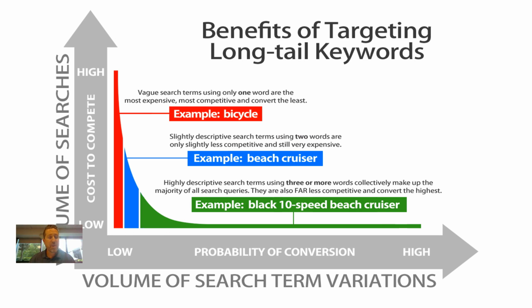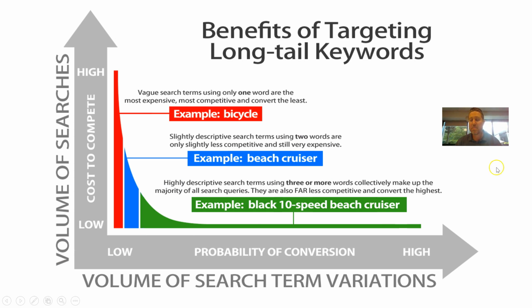So I don't want to bore you with all the details, but I'll go into just a little bit more science behind how this all works. Here's a graph that shows on this arrow the cost to compete, the volume of searches. So if we take an example of the word bicycle, just that word alone, okay, is going to be really, really high in the search because there's all sorts of things that people are searching for associated with the word bicycle.